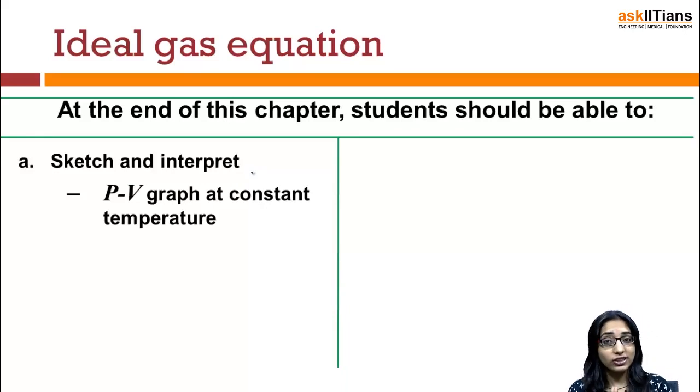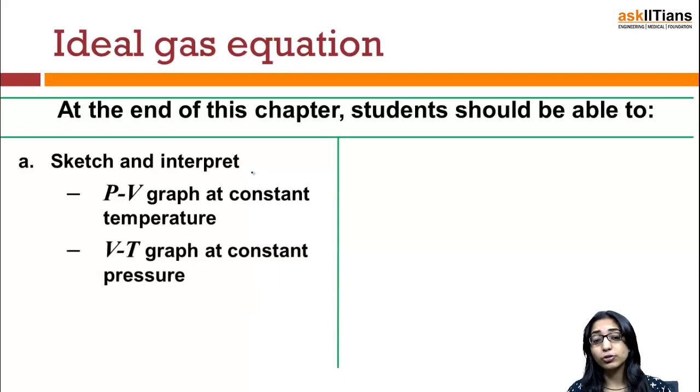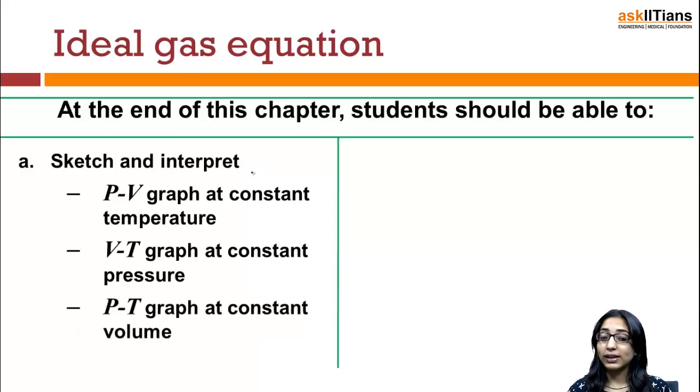then after the end of the chapter, you will be able to make the graphs between pressure and volume at constant temperature. Also, you will be able to make the graph between volume and temperature, keeping pressure constant. Plus, you will be able to make the graph between pressure and temperature when volume is kept constant. So we'll keep pressure constant, then volume constant, then temperature constant, and with the other two variables, I'll plot the graphs.